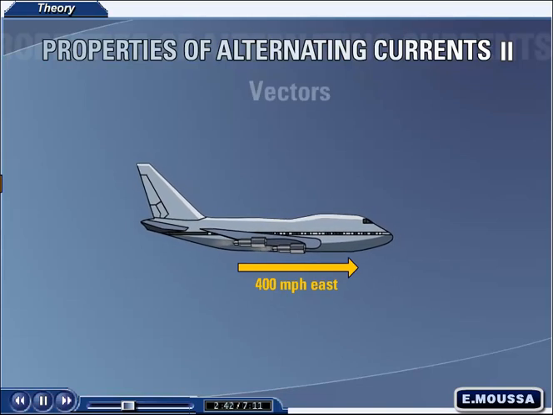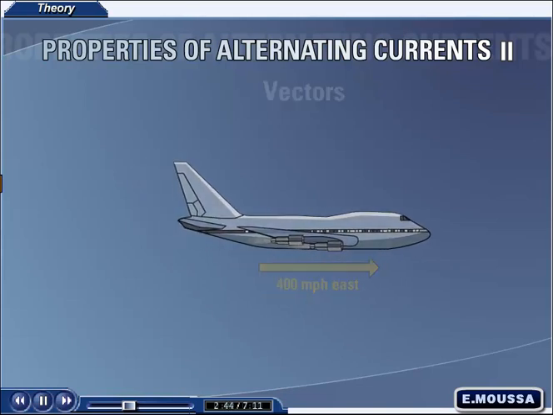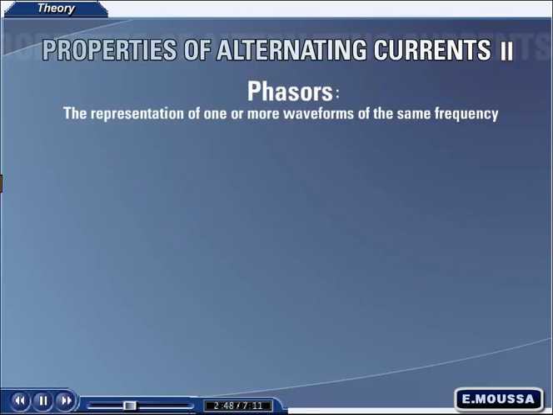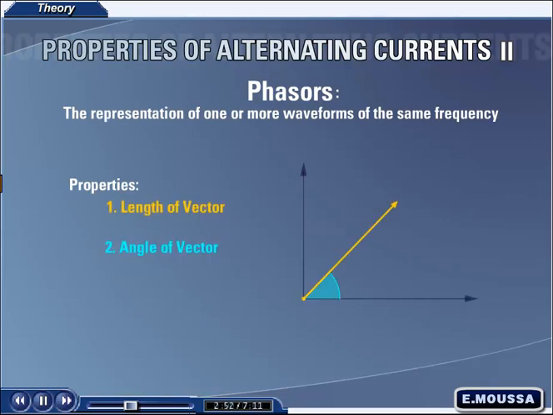What are phasors? A phasor is the representation of one or more waveforms of the same frequency. A phasor will have a length and an angle. The length of the vector represents magnitude, while the angle of the vector represents the phase angle of that waveform relative to another or to a time reference of 0.